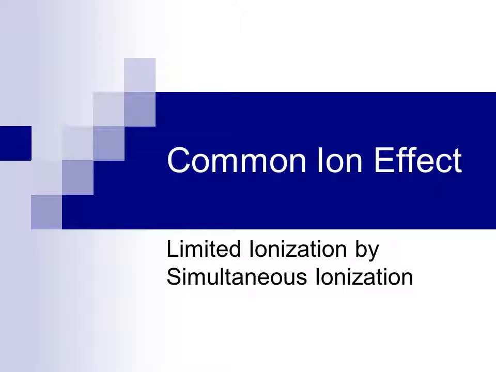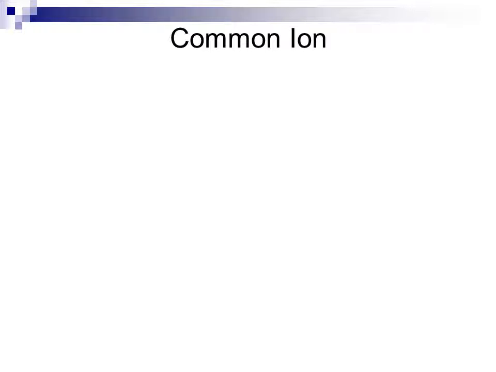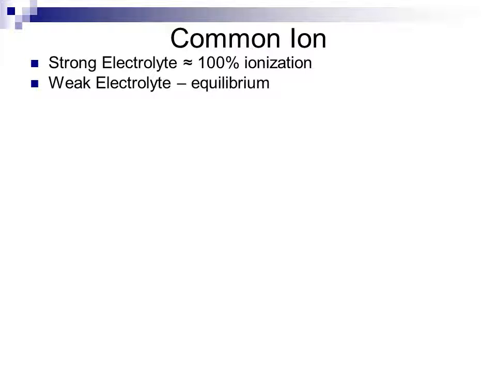The common ion effect: limiting of ionization by simultaneous ionization. In a strong electrolyte, I will have approximately 100% ionization of any of my substances. Weak electrolytes will come to an equilibrium process.